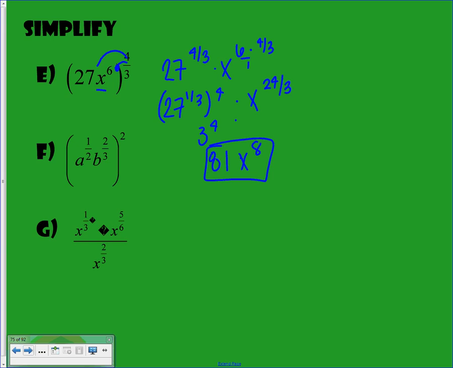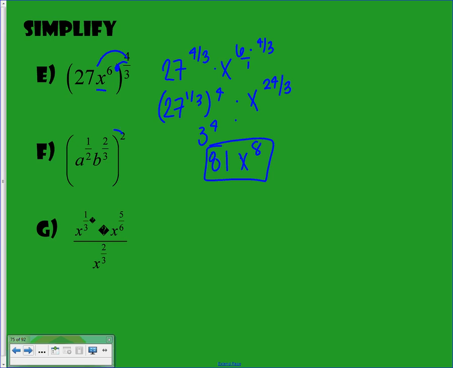So, a longer process. Just make sure that you're doing it step by step and looking at all your numbers and being very careful here. All right, if I look at example F, I've got a to the 1/2, b to the 2/3 squared.